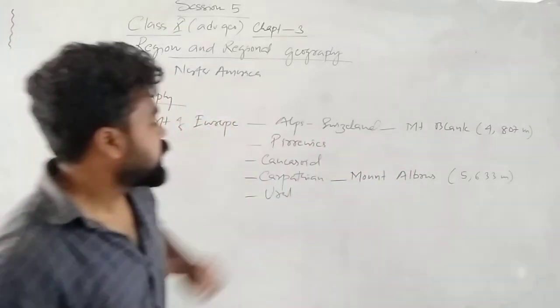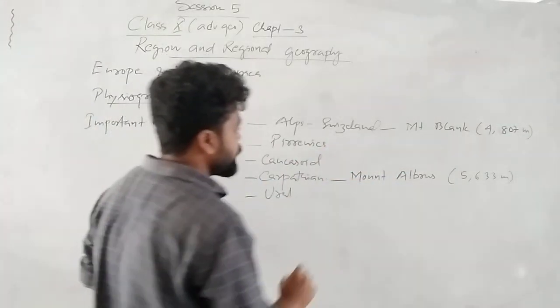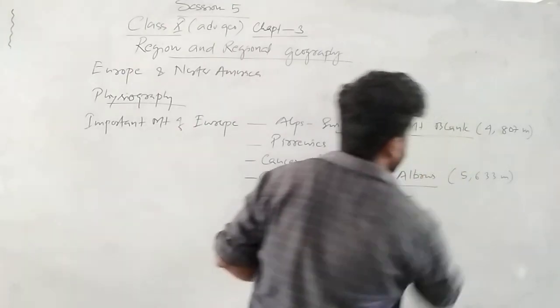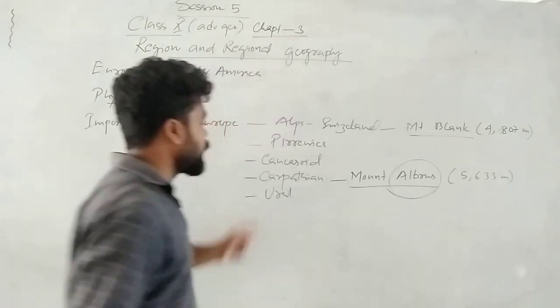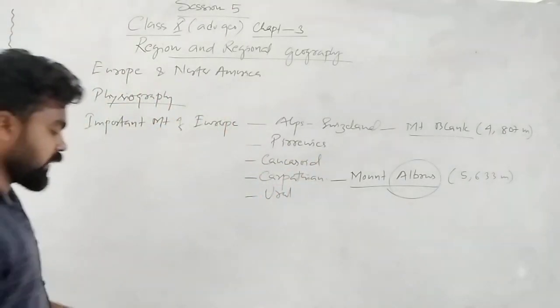Mount Elbrus is the highest point of the Caucasus. If the question comes, what is the highest point of Europe, you should write Mount Elbrus, because Mount Elbrus is higher than Mount Blanc.